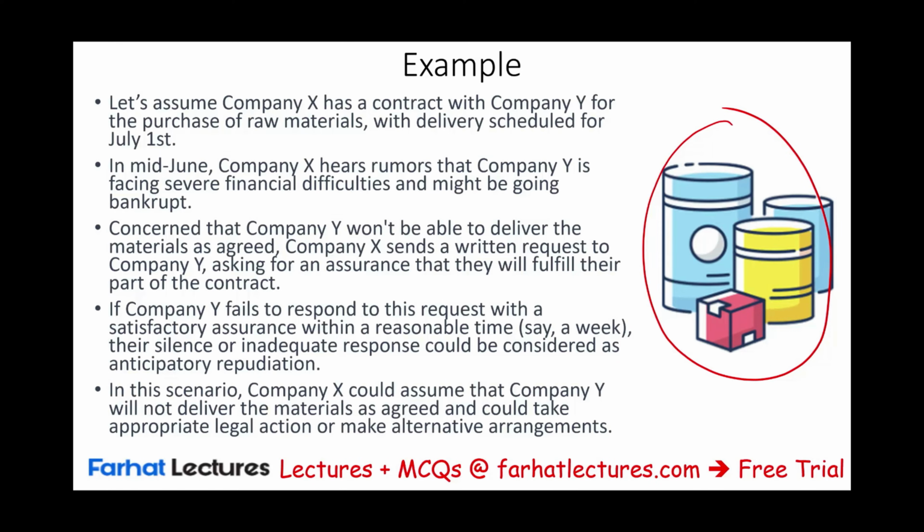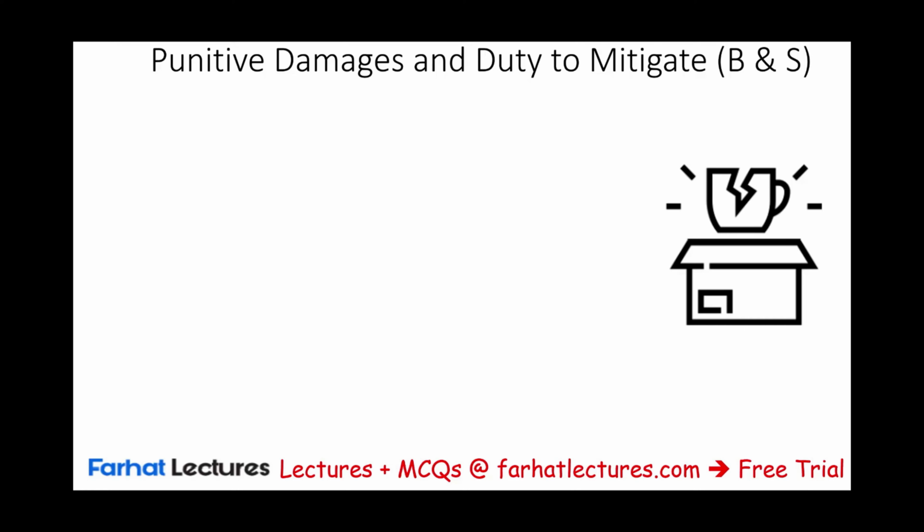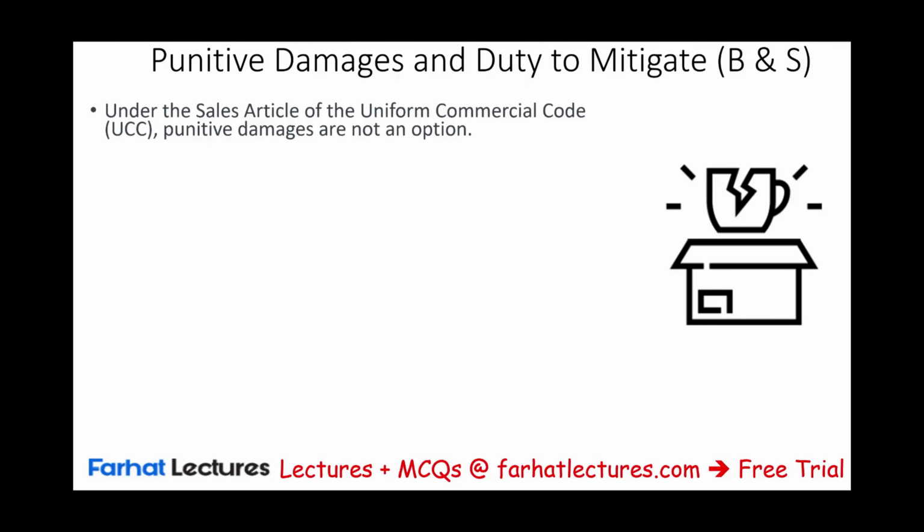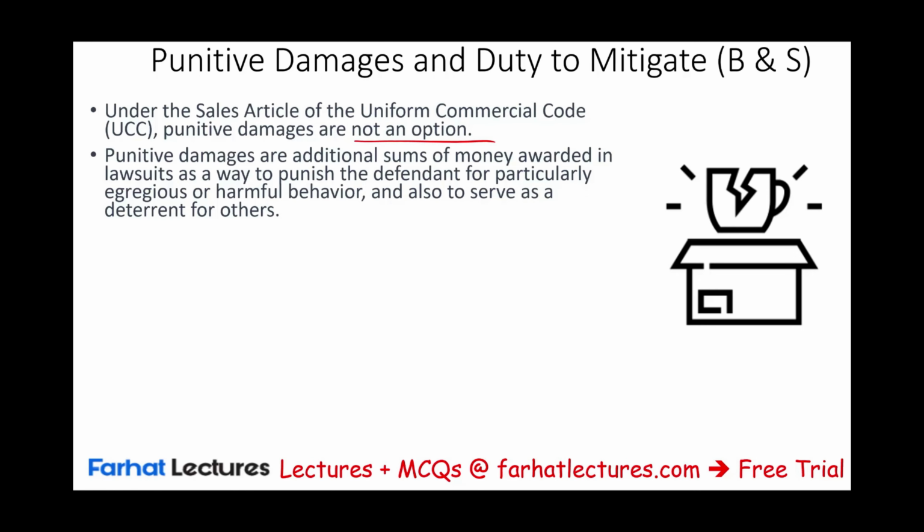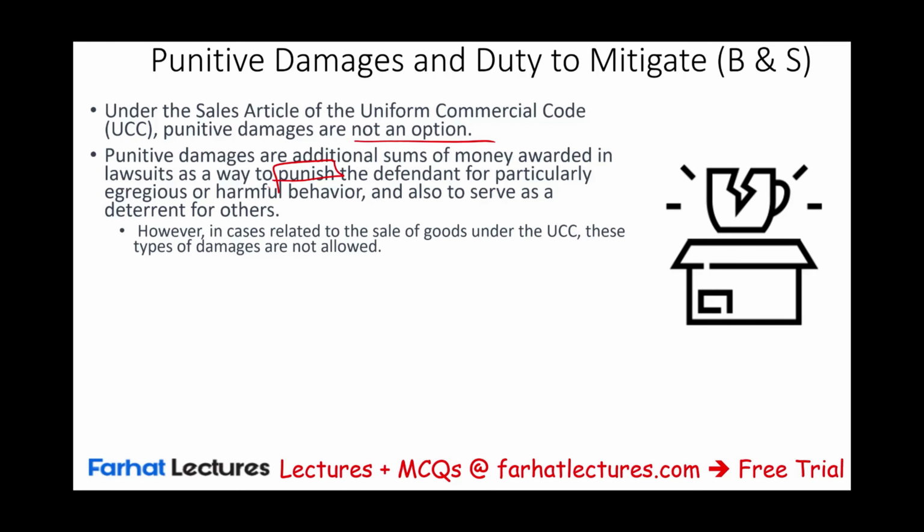Let's talk about punitive damages and duty to mitigate. Just like under the common law, punitive damages are not usually allowed under contract law. So under the UCC, punitive damages are not an option. Similar to the common law, punitive damages are what? Additional sums of money awarded in a lawsuit as a way to punish the defendant for harmful behavior, and also to serve as a deterrent for others. Again, in cases related to the sale of goods under the UCC, these are not allowed.